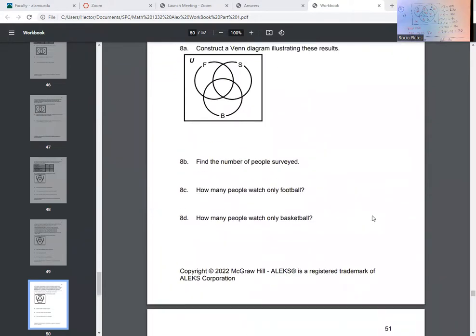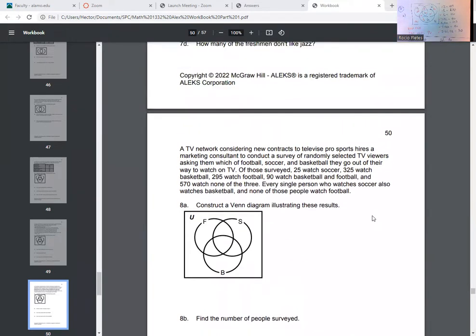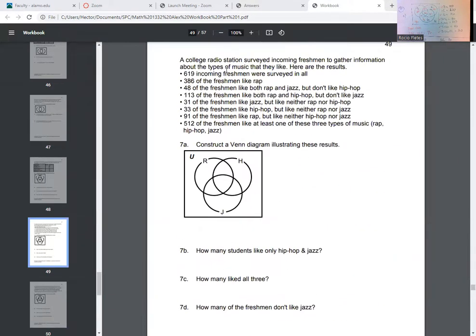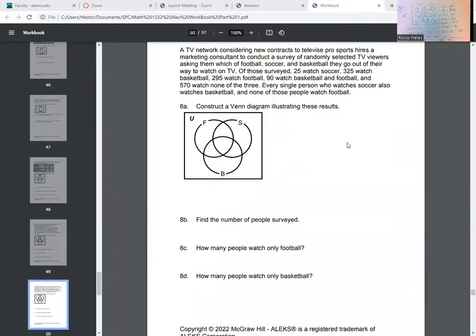Well, if you want me to do one more, we can do number 8, just because it's more of a word problem, right? Versus number 7, it has everything organized nicely here, but number 8 doesn't, so I guess I'll do 8. Be very careful when you read. As you read, make sure you're writing things down.